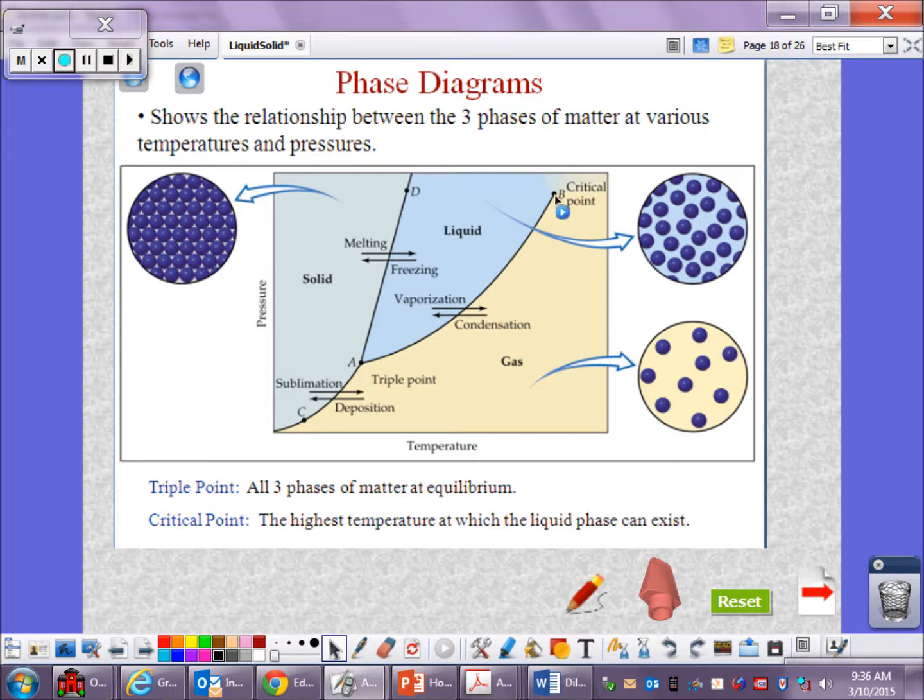Another very important point here is the critical point. The critical point is the point at which it does not matter what pressure you use, you will not be able to liquefy your gas. This is the temperature and pressure at which a gas cannot be changed into a liquid. Any point above the critical point, that's what we call a supercritical fluid. A supercritical fluid is a substance between liquid and gas. It is not a liquid, it is not a gas. It is more dense than a gas, at the same time it is not a liquid.